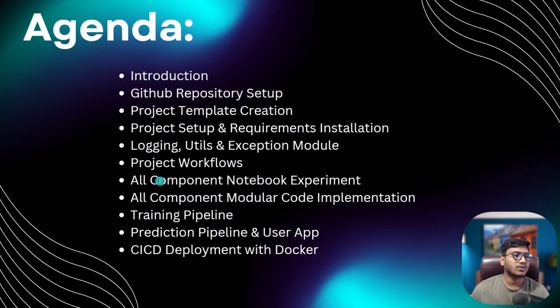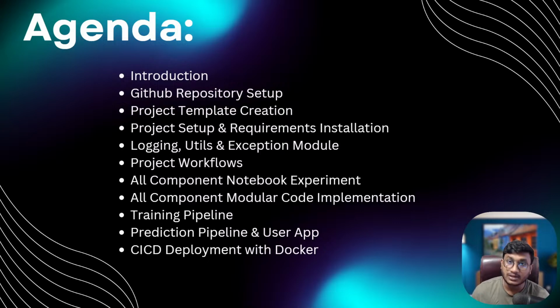Then I'll be discussing logging, utils, exception, project workflows, all component notebook experiments. I think you remember we did the notebook experiment for all the components. Then we have to do the all component modular coding implementation. Then we'll be creating the training pipeline, prediction pipeline. We'll also be implementing the user application. That means a web interface will be implemented so that users can upload an image and get the prediction itself. Then at the end of the implementation, I will also show you how we can deploy this project.